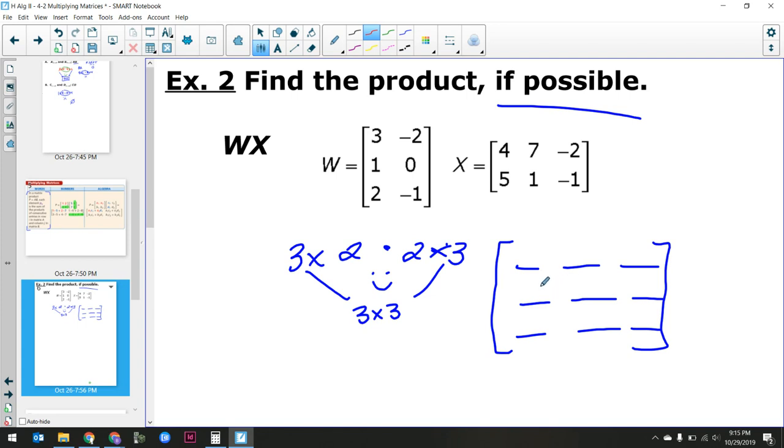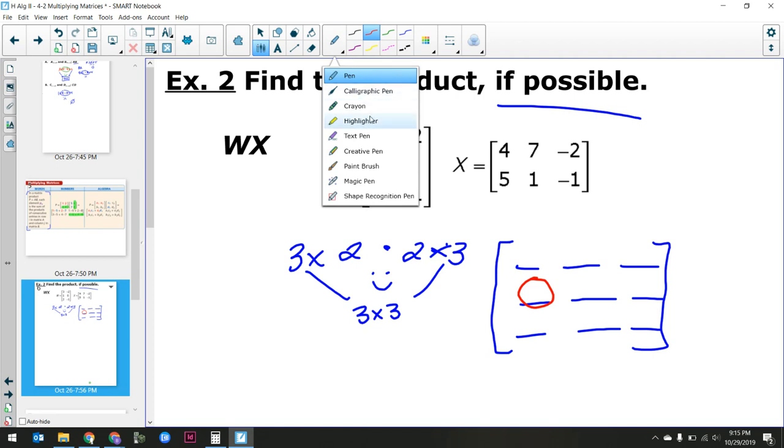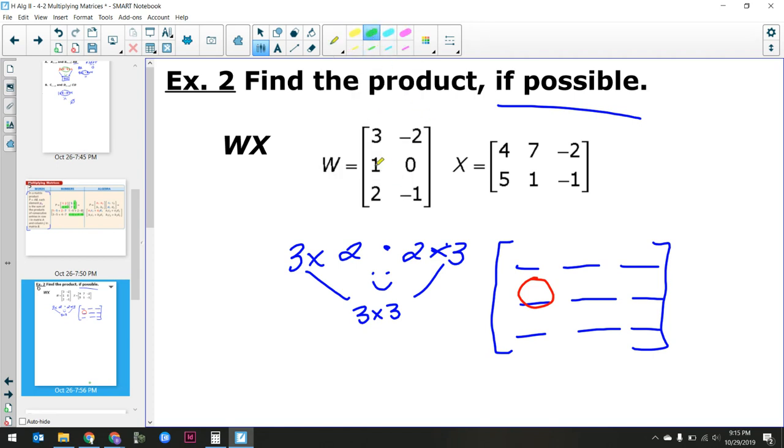I'm going to pick at random here. Say I wanted this entry. In the solution, it is row 2, column 1. That's this entry, right? So I am going to choose row 2 out of my first matrix, column 1 out of my second matrix.